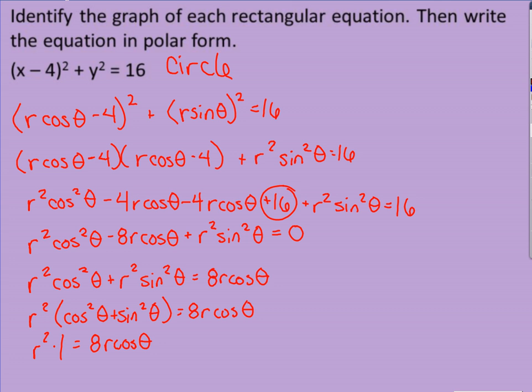When we're writing equations in polar, we do want it to just be r equals and then an equation. So we can divide both sides by r. This will cancel one of my r's here. This will cancel my r here. And we will be left with the equation of r is equal to 8 cosine of theta.